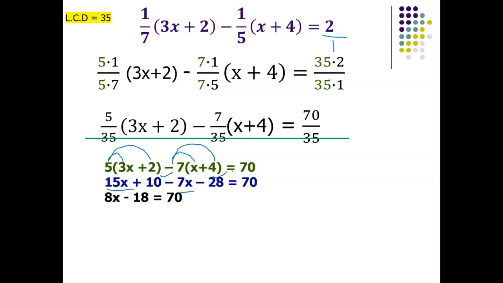To make 8x alone, I'm going to add 18 to both sides of the equation. That way you can eliminate the negative 18 and positive 18, getting 8x equals 88. Last step would be dividing both sides by 8, and that should give you x equals 11. So this is an easier way of doing a linear equation involving a fraction. If needed, you can pause the video and watch the previous and this example again. I'm going to move on to the decimals now.